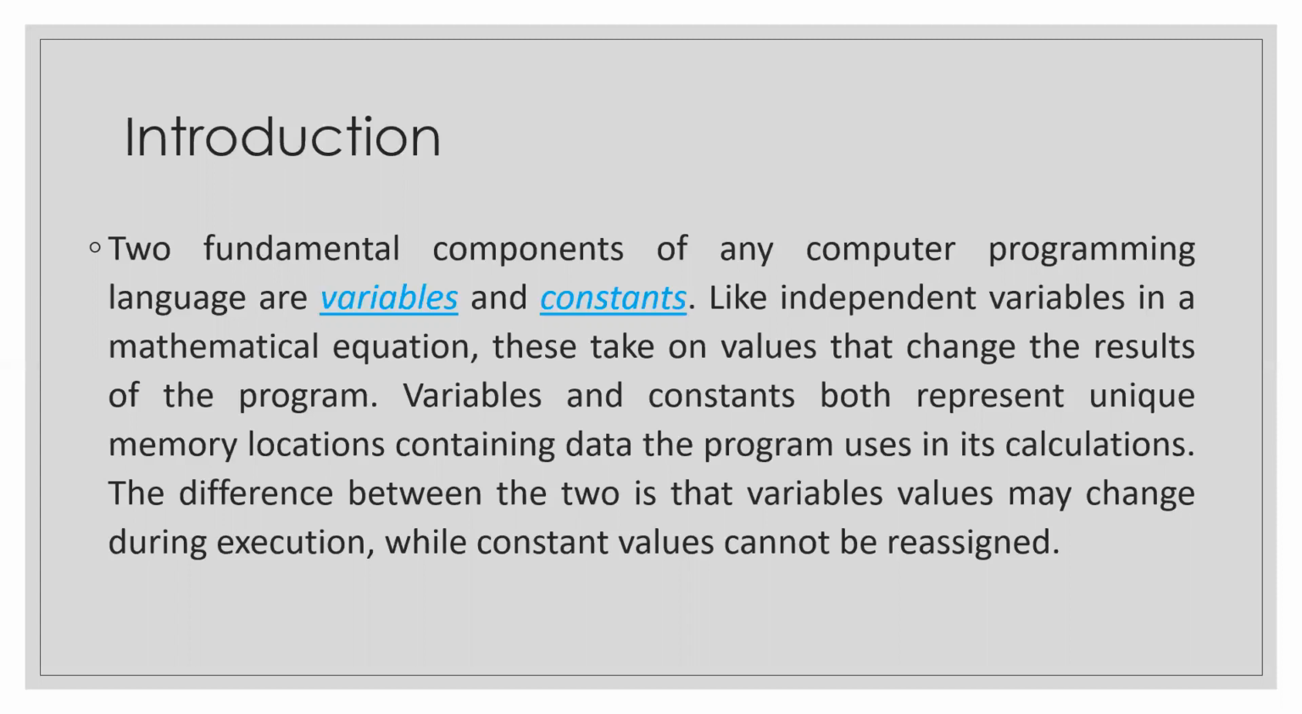For example, in mathematical equations, if you are taking the area of a circle, that is pi r square. In this equation, pi is a constant having the constant value 3.14, and r is a variable which can have a changeable value.